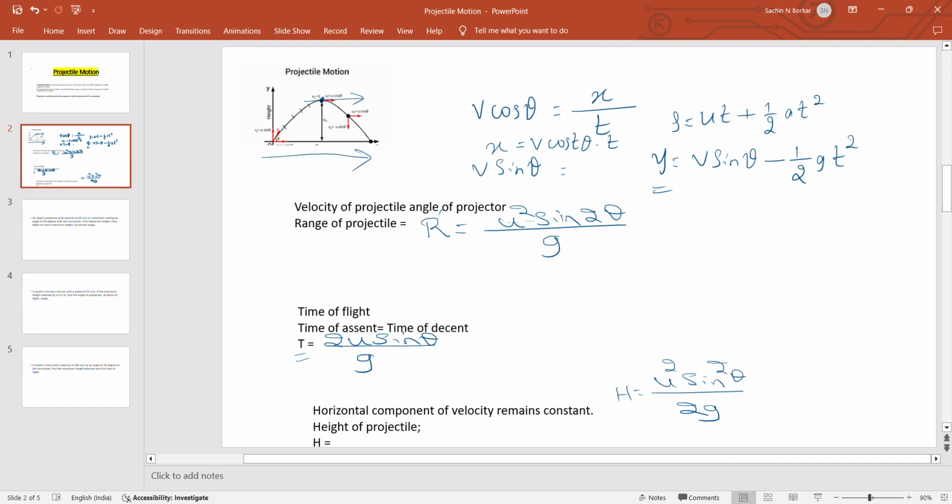Height of the projectile. When the projectile reaches its maximum height, that's given by h equals u square sine square theta by 2g.